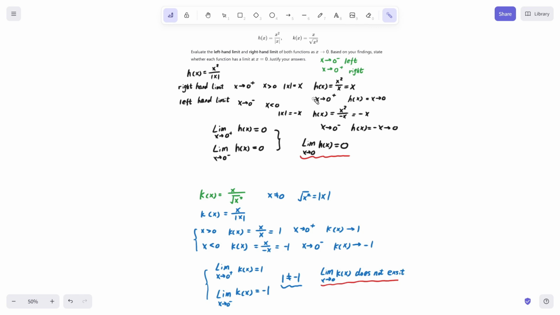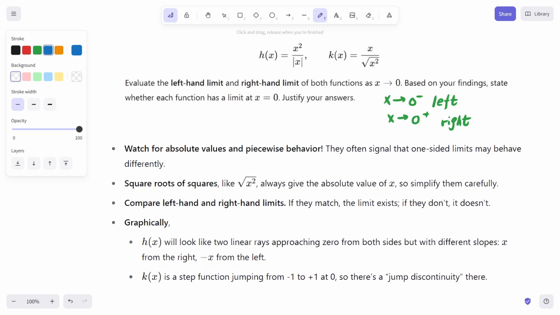Here are a few helpful tips to keep in mind when solving these types of problems. Always consider approaching the point from both directions, the right and the left. Watch for absolute values or square roots, especially expressions like the square root of x squared, because they almost always simplify to absolute value. If the left-hand and right-hand limits are equal, then the overall limit exists and equals that common value. But if the left-hand and right-hand limits are not the same, then the limit does not exist.